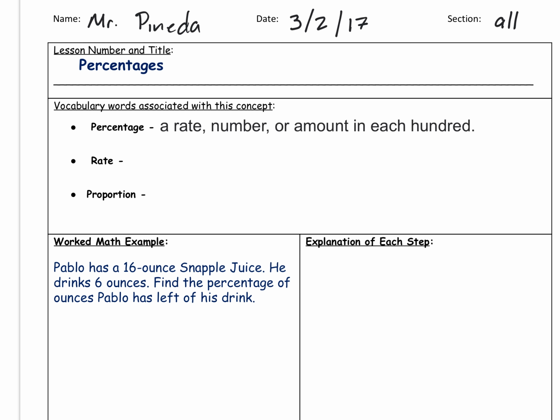Now, let's define the word rate. A rate is a ratio that compares two quantities having different units of measurements.